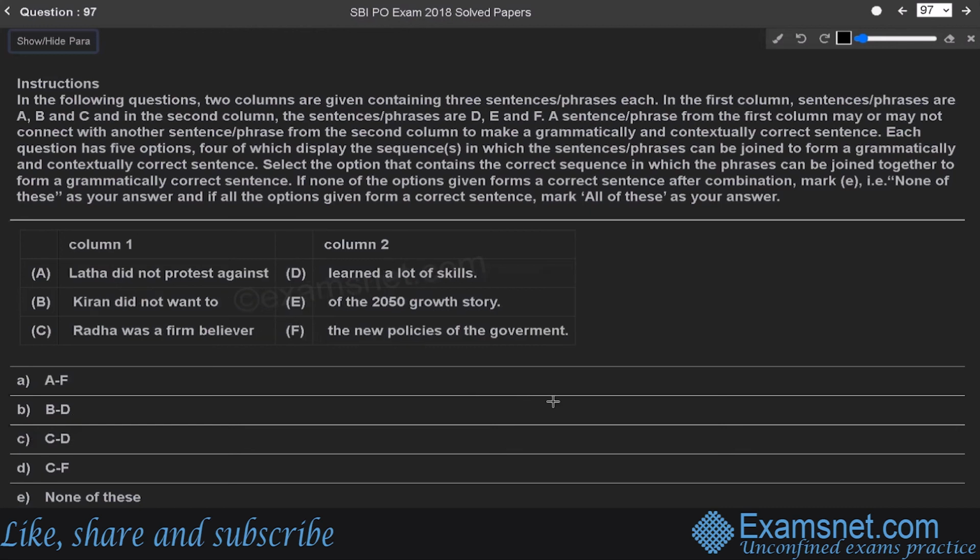Next question also has the same directions. Here, column 1 consists of Lata did not protest against, Kiran did not want to, and Radha was a firm believer. Column 2 consists of learned a lot of skills of the 2050 growth century, the new policies of the government. Here, parts A and F form a logical sentence. Lata did not protest against the new policies of the government. Therefore, we can say that A and F forms a logical sentence. So, correct option will be option number A, which is A and F.